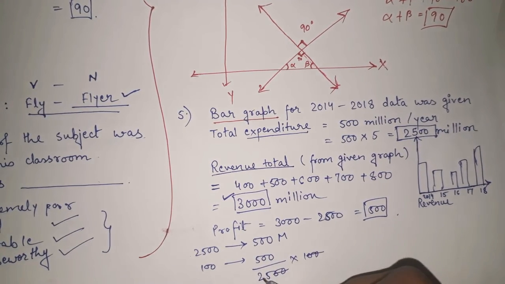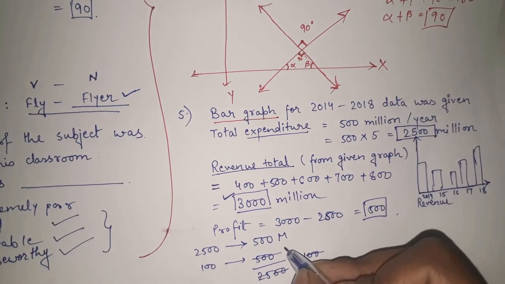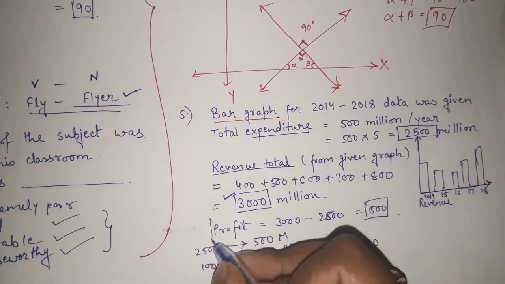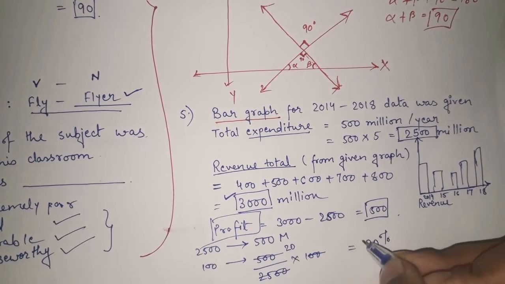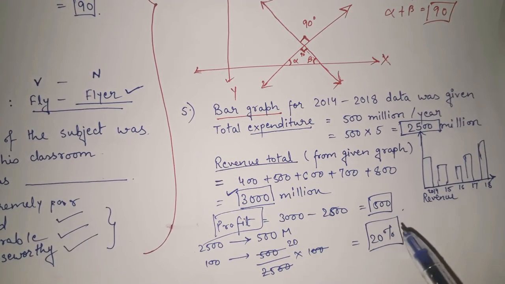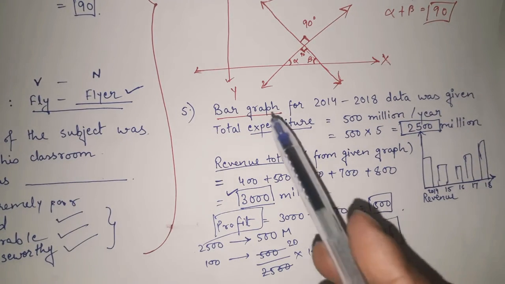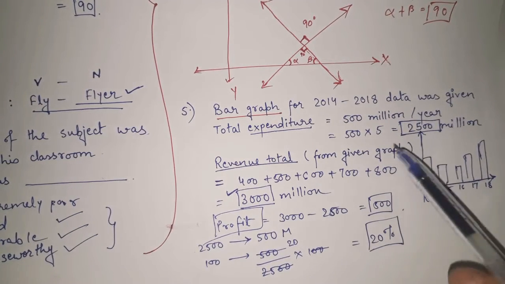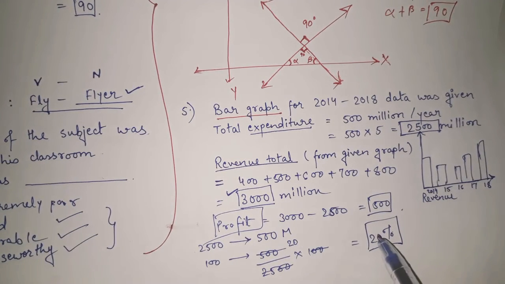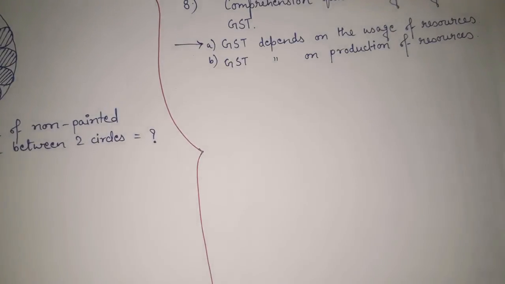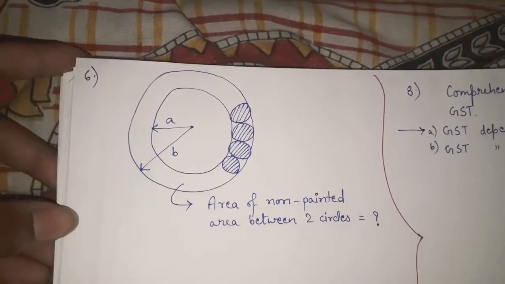So this will get cancelled out. 25 into 20 gives us 500. So we will get profit of how much? 20%. Right. So we will get 20% profit. So the answer for this bar graph of expenditure and revenue, for this question, the answer we got is 20% profit. Fine. Okay. So this was all about these questions.